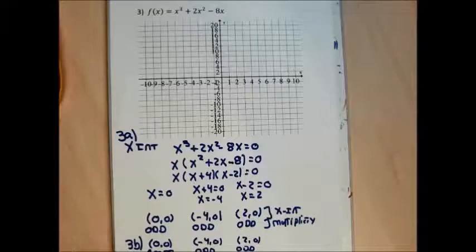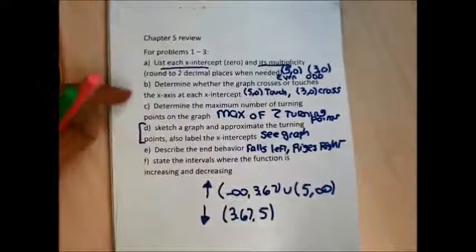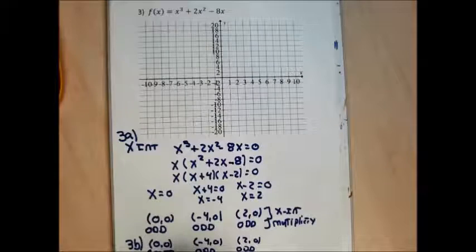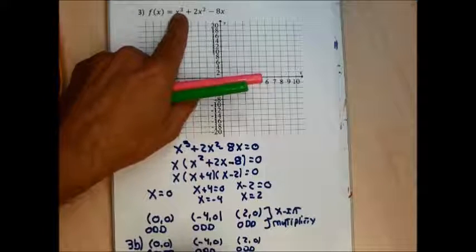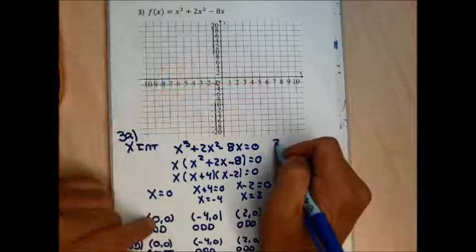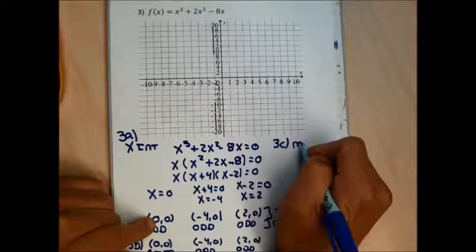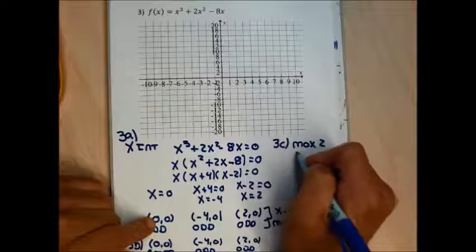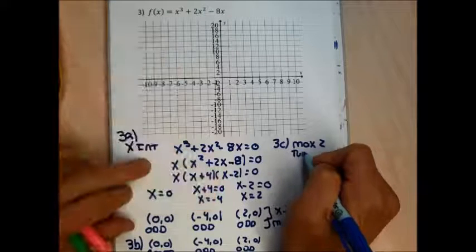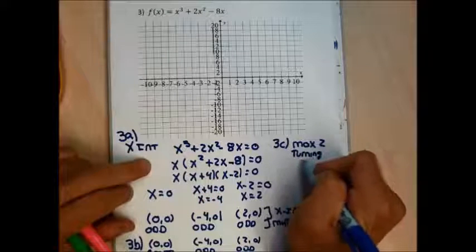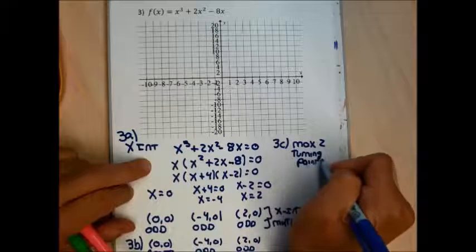Part C is the maximum number of turning points, and the maximum number of turning points is 1 less than the highest exponent if the polynomial is multiplied out. So for 3C, there's going to be a maximum of 2 turning points. I don't need to do anything but look at the highest exponent because that problem is multiplied out.